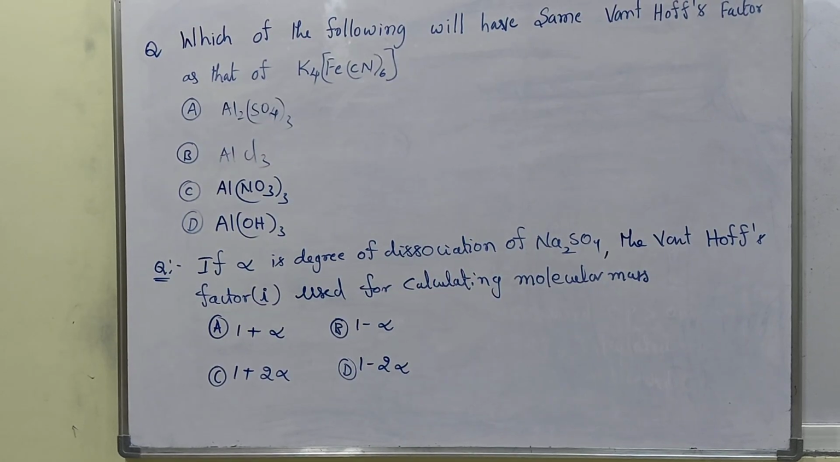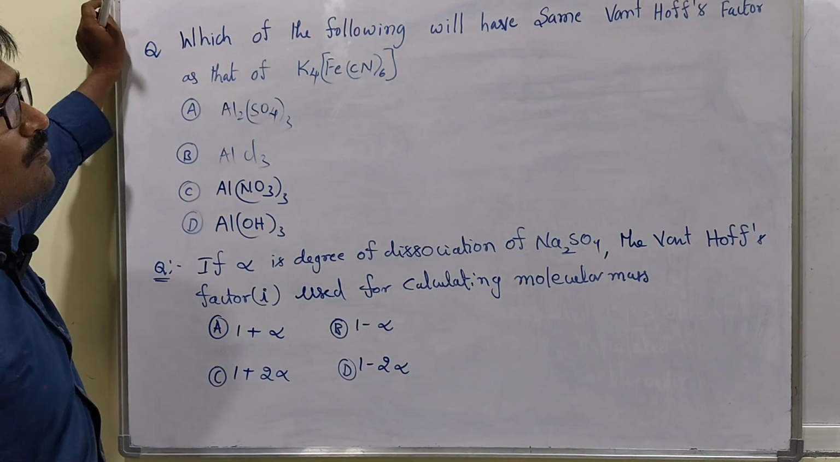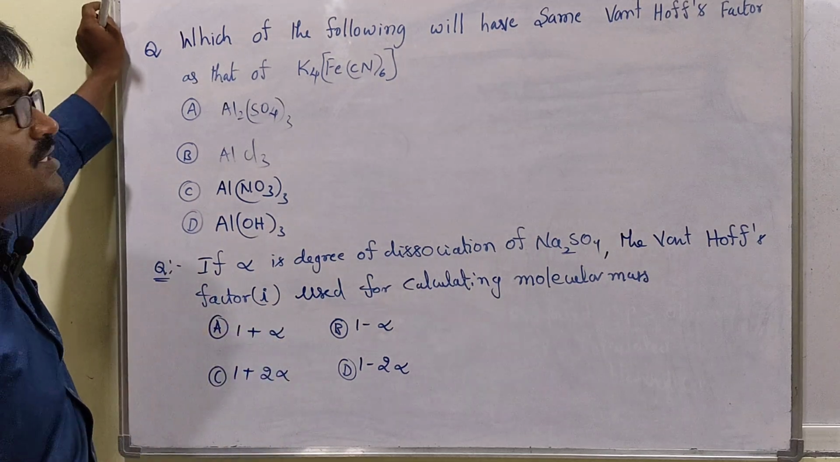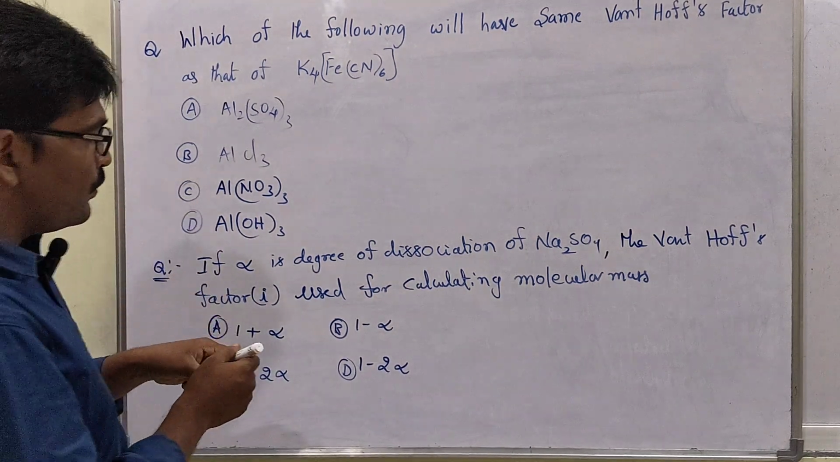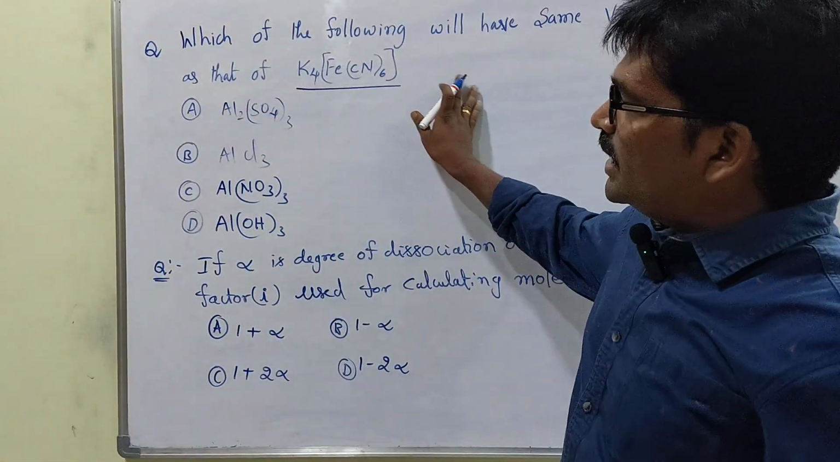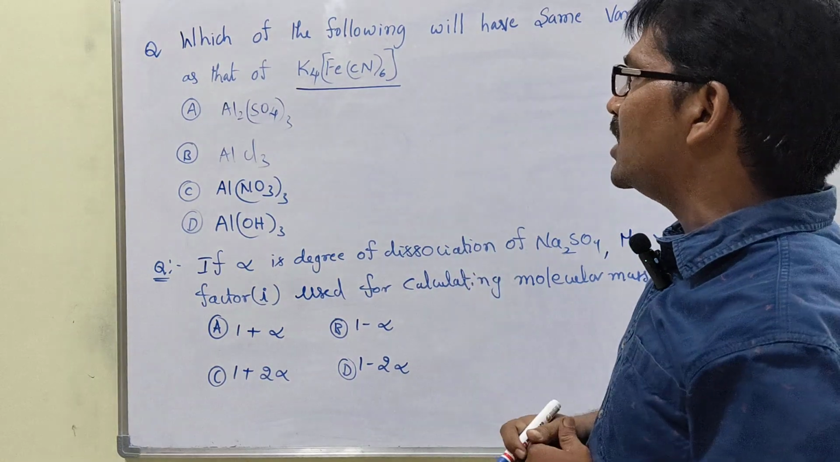Yes, look at the two questions on the board. The first question is: which of the following has the same Van't Hoff factor as that of K4[Fe(CN)6]? Sir, K4[Fe(CN)6] has what Van't Hoff factor? One of these four options has the same Van't Hoff factor. So what is that? They are asking a question like that.